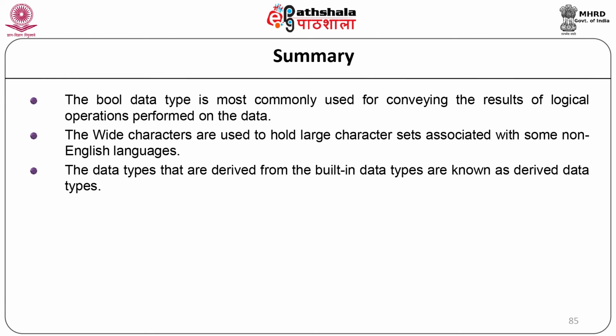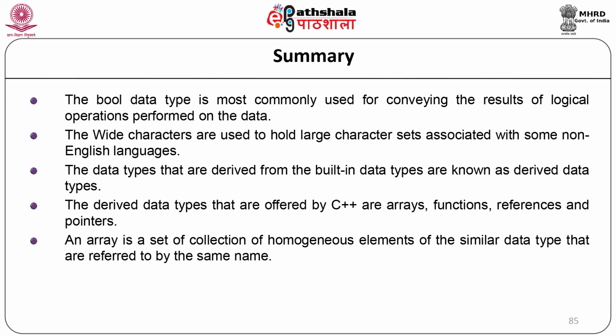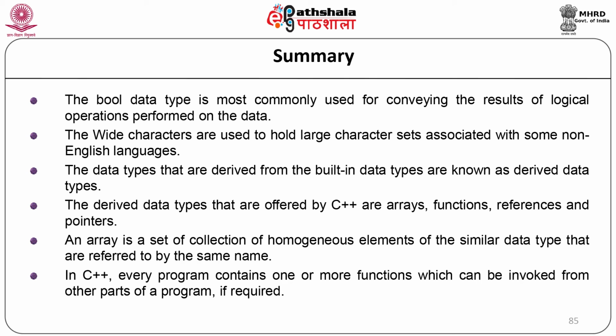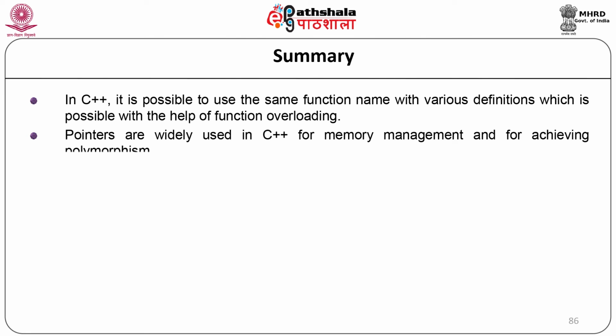The data types that are derived from the built-in data types are known as derived data types. The derived data types are arrays, functions, references and pointers. An array is a collection of homogeneous elements. In C++, every program contains one or more functions that can be invoked from other parts of the program. In C++, it is possible to use the same function name with various definitions, which is basically called function overloading. Pointers are used in C++ for memory management and for the purpose of polymorphism.